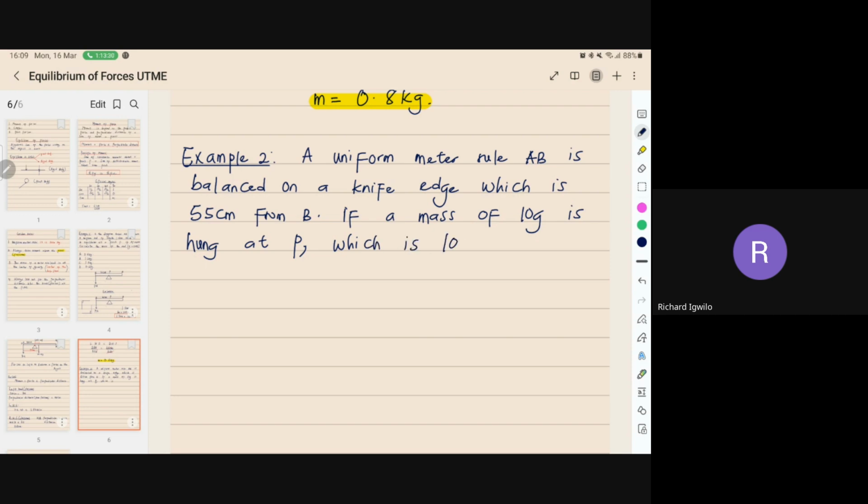10 centimeter. Remember when you did bearing in mathematics, when you hear the word from, it means something very key. The word from is very key, as far as mathematics is concerned. So they say we should calculate the mass of the meter rule.